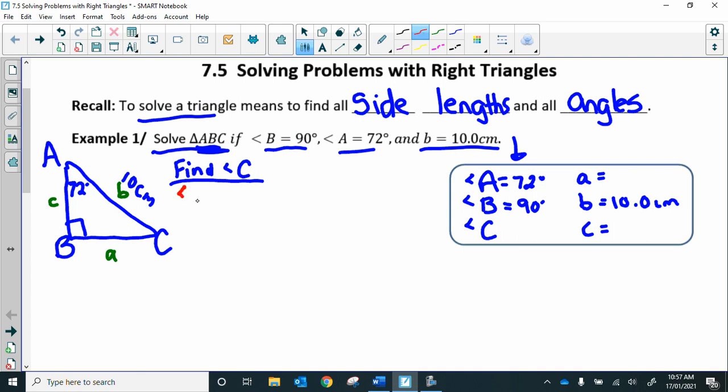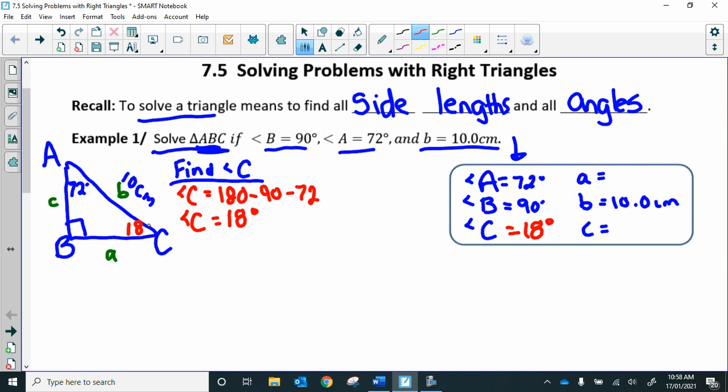So if I wanted to find angle C, I just have to take 180 and subtract all the other angles. I know one is 90 and I know the other one is 72. If I take 180 and subtract those, you're left with 18 degrees. So I know C is 18. I'm just going to fill it in my box so I know that one's done. And the other 2 things that we need to find here are little a and little c. So I'm going to write down, I know this is 18.